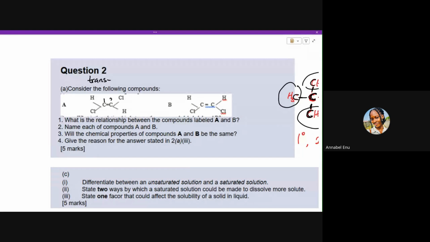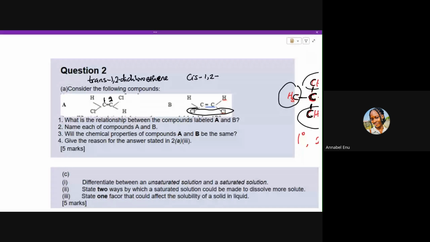So if we say this is trans dichloroethane, okay, the dichloro, what positions are the two chloro? It's in position 1 and position 2. So we can say trans 1,2-dichloroethane. And this will now be cis because it's on the same side. So this will be cis 1,2-dichloroethane.